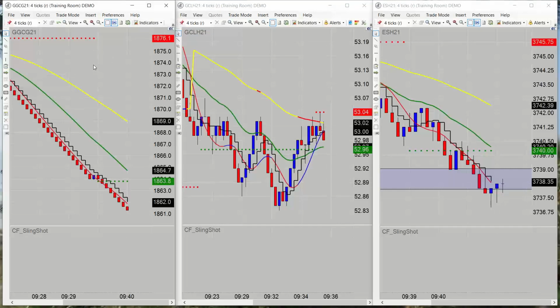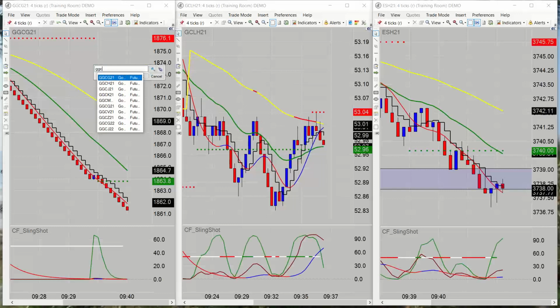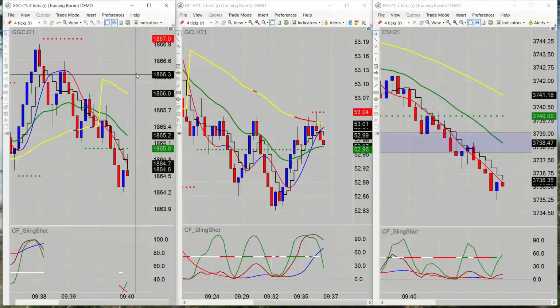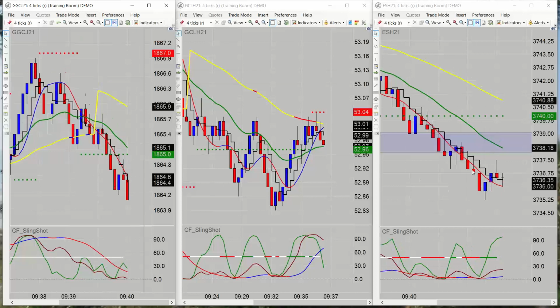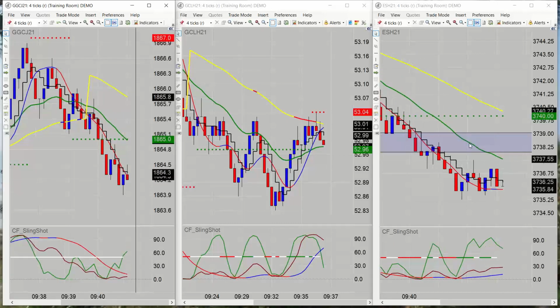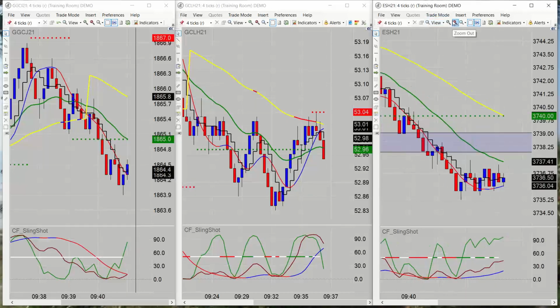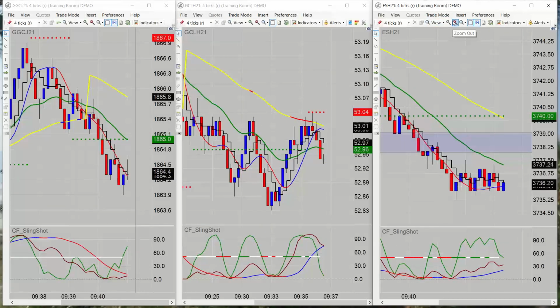Okay, need to re-roll gold. So that's why that looks weird. Okay, there we go. My weekly trading zones are on there. Let me take a look here at the questions.